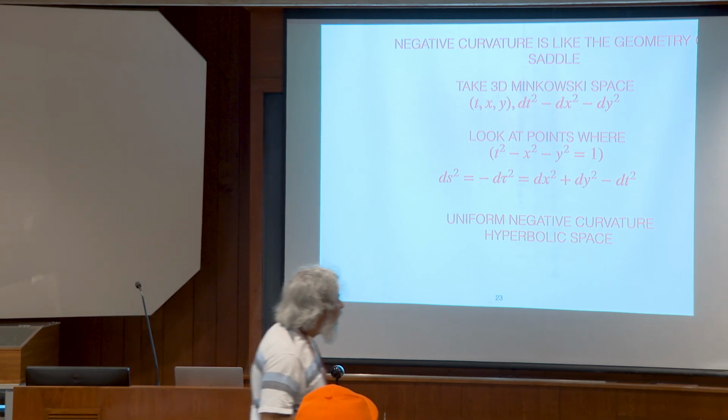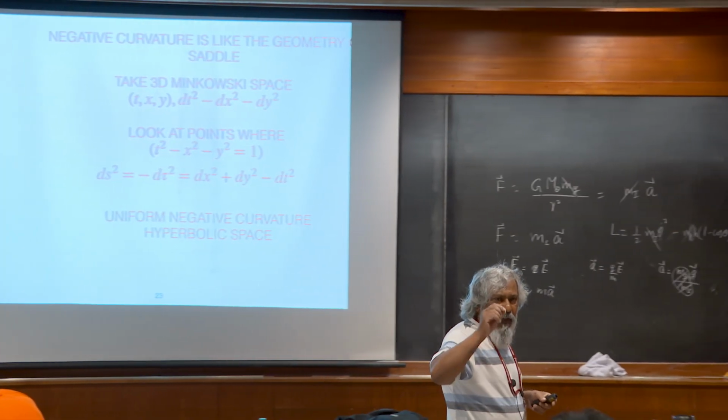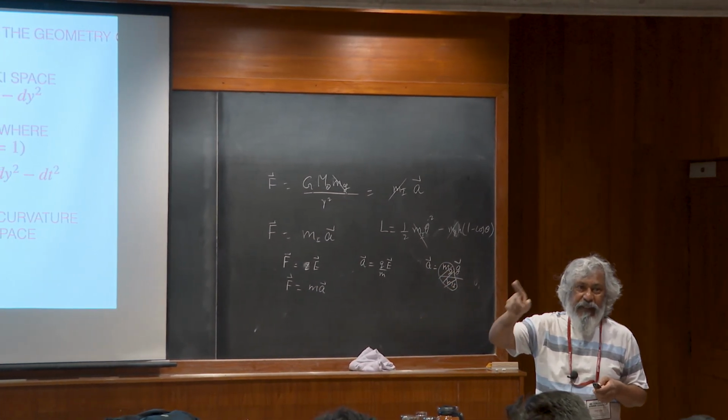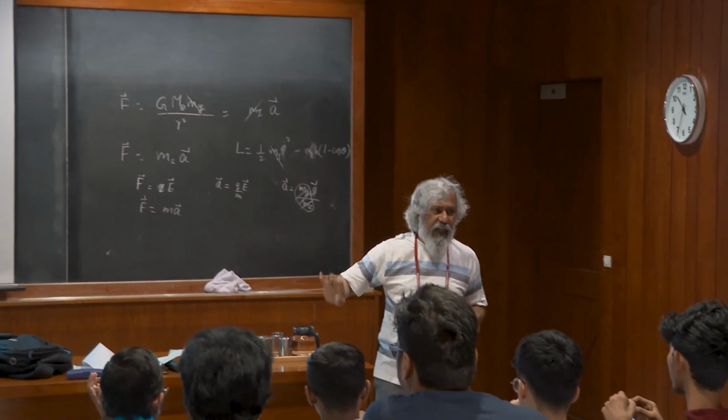And if I take the metric on the sphere which I wrote down, that d theta squared plus sine squared theta d phi squared, if I replace the sine theta by sine hyperbolic theta, what I get is a negative curvature.